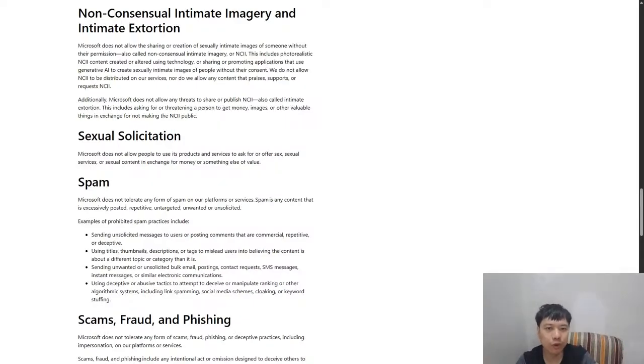Okay, this includes photorealistic NCII content created or altered using technology, or sharing or promoting applications that use generative AI to create sexually intimate images of people without their consent. We do not allow NCII to be distributed on our services, nor do we allow any content that praises, supports, or requests NCII.